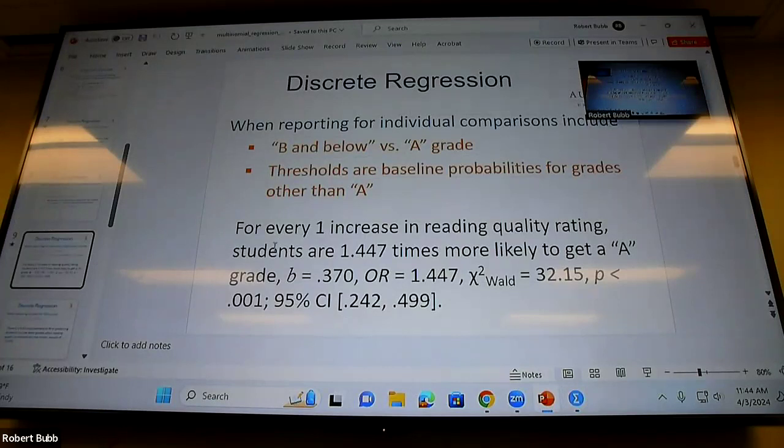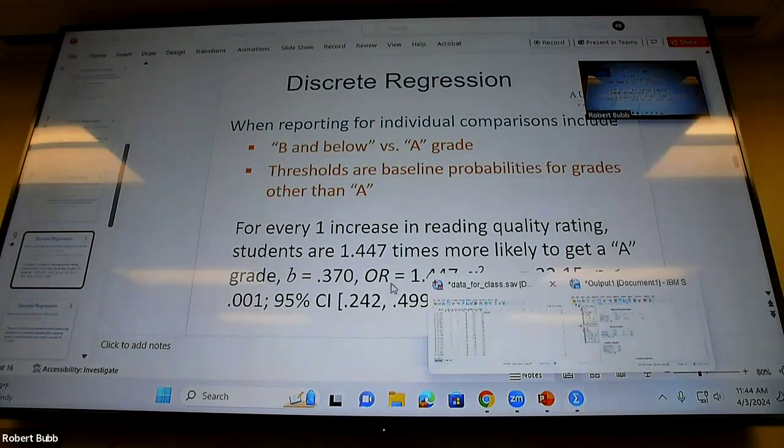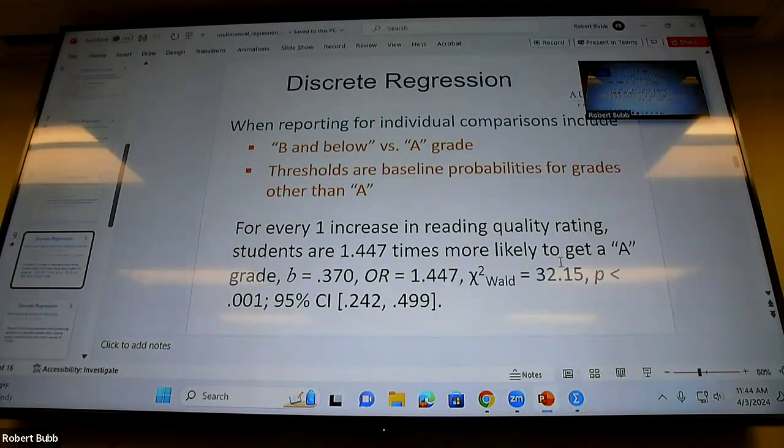But just look at the wording. Again, we're not so much concerned about the thresholds. That's just a starting point, right? What we are more concerned about is the interpretation of the coefficient for the predictor. Essentially what we're saying is, for every one increase in reading quality, the likelihood of students getting an A grade increases by 1.45 times. That's really the interpretation we would go with when it comes to a write-up.